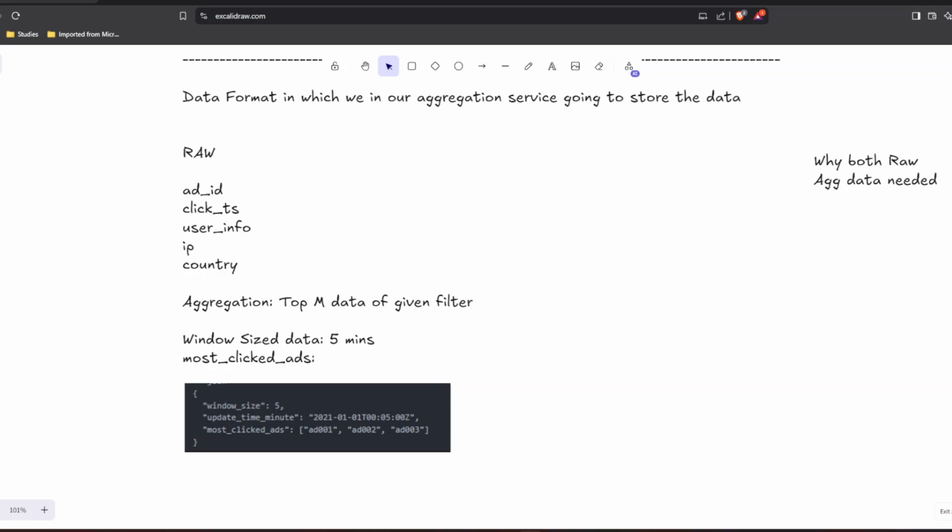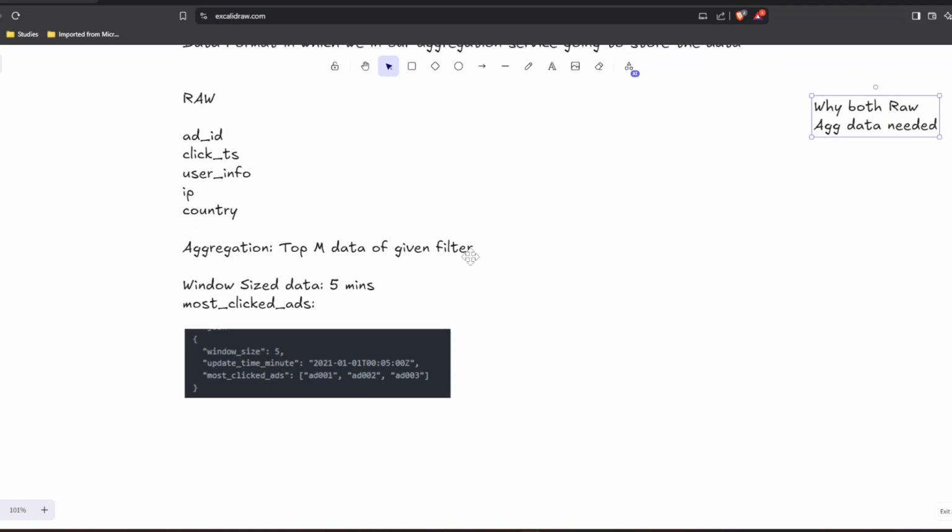so pay us this much amount of money. And also for the RTB or the real time dashboards, like the top hundreds or having custom filters across the raw data, having aggregated data is very important. So I hope it is clear why we are going to need both aggregated data and the raw data.